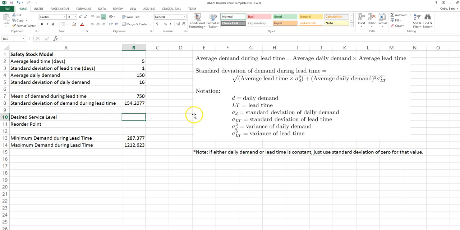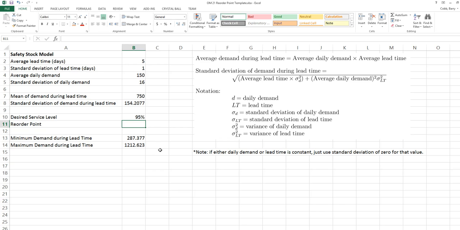Initially, we'll specify a desired service level. Let's say 95%. What the desired service level means is that when we place an order, we want there to be a 95% probability that we will not run out of inventory before we get our new shipment. The thing that makes this difficult is that we might have demand of as little as 287 or as much as 1213 while we're waiting on our new shipment of inventory.